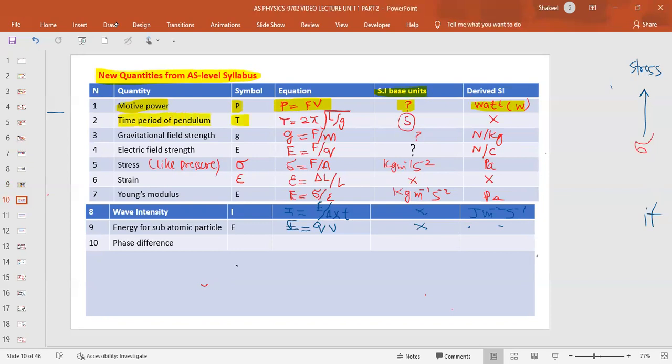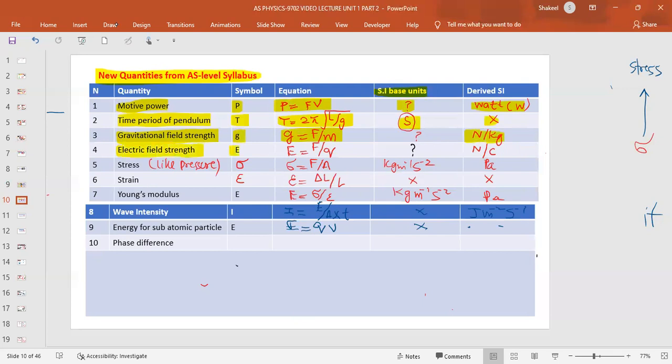Time period of pendulum, it is T, which is 2 pi root L over G, where L is the length of pendulum and G is the gravity. And of course, time period has SI base unit second, and there is a cross at derived unit. It means its derived unit is the same as base unit, that is second. Then gravitational field strength is G, which is force acting per unit mass. Force unit is Newton, mass unit is kilogram, so it is Newton per kilogram.